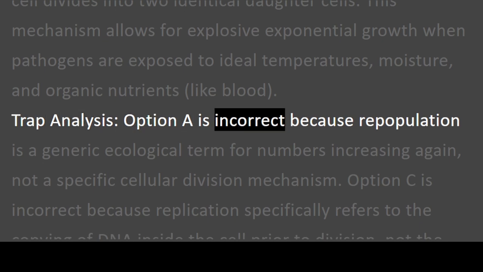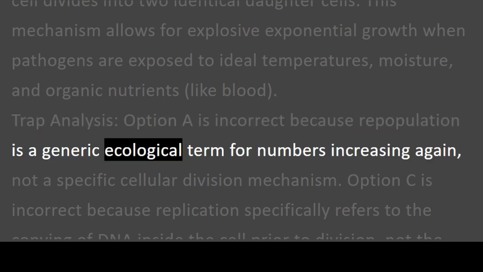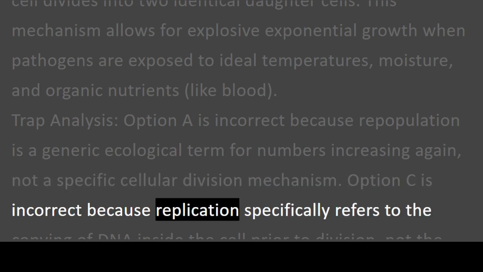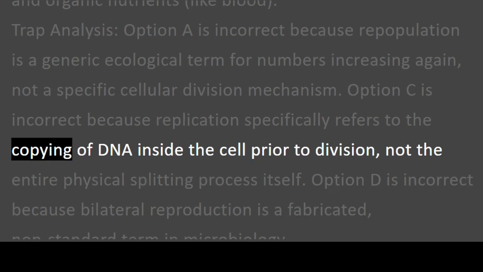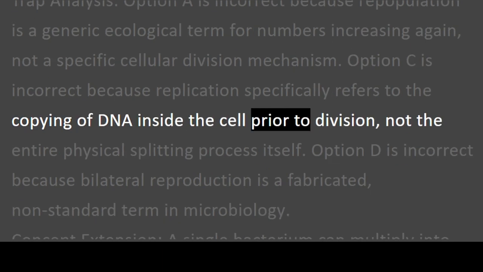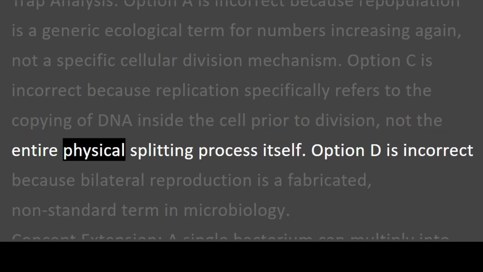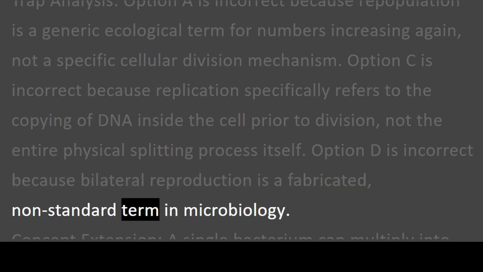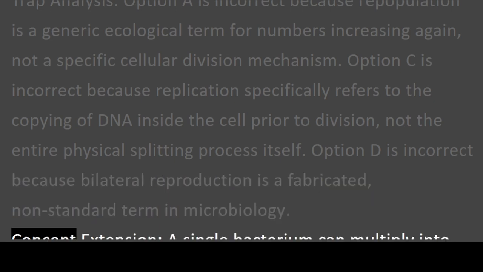Trap analysis. Option A is incorrect because repopulation is a generic ecological term for numbers increasing again, not a specific cellular division mechanism. Option C is incorrect because replication specifically refers to the copying of DNA inside the cell prior to division, not the entire physical splitting process itself. Option D is incorrect because bilateral reproduction is a fabricated, non-standard term in microbiology.